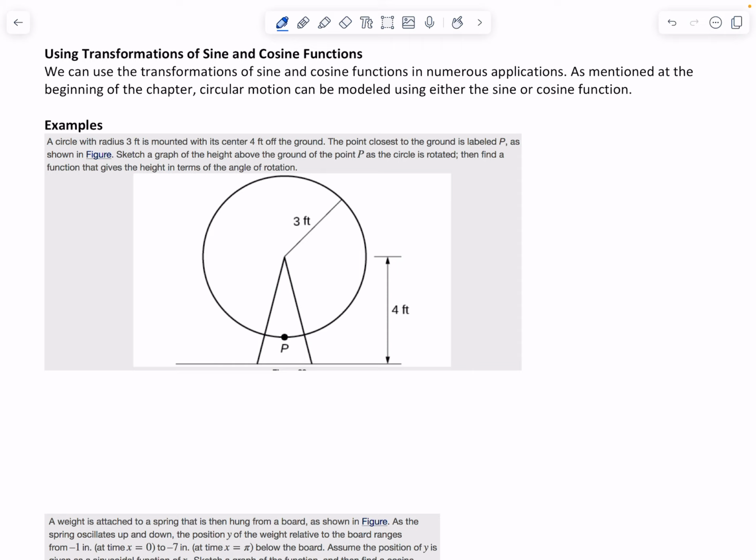So first thing I'm going to do is create some kind of graph that may help us. They want the height off the ground. So at time 0, we're following point P. At time 0, my function is going to be 1 foot off the ground. I know the highest it's going to get will be 7.